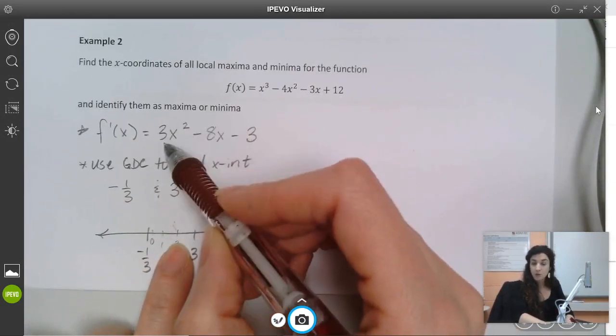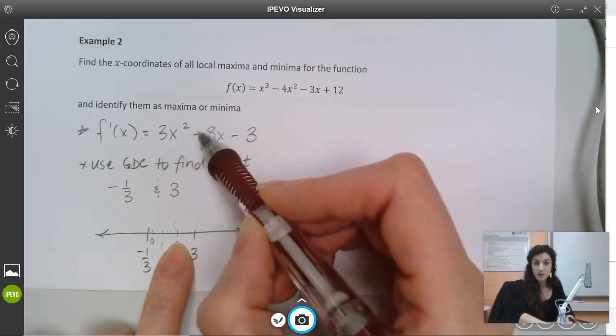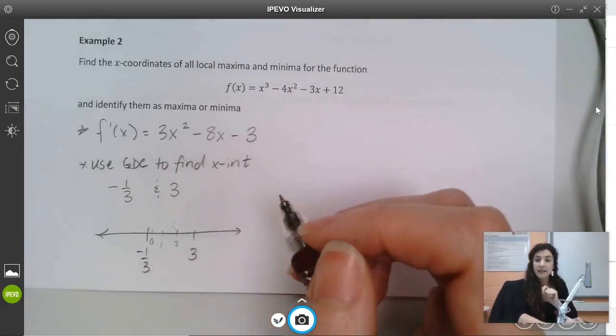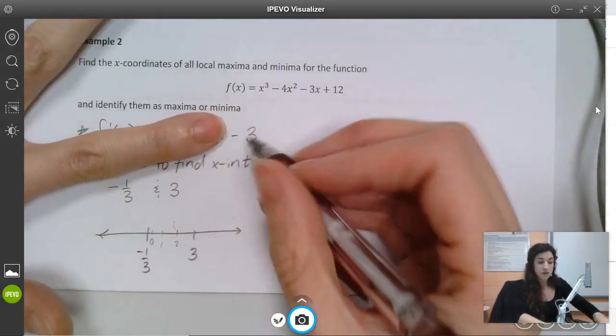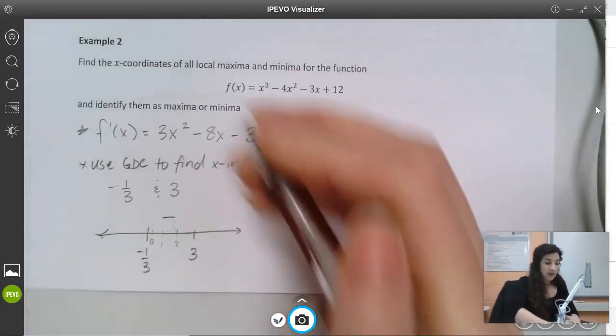Okay, so plugging in 0 here goes away to 0. 0 minus, okay, that becomes 0 as well. 0 minus 0 minus 3 is negative 3. All I want you to realize is it's negative. So our sign here is minus.